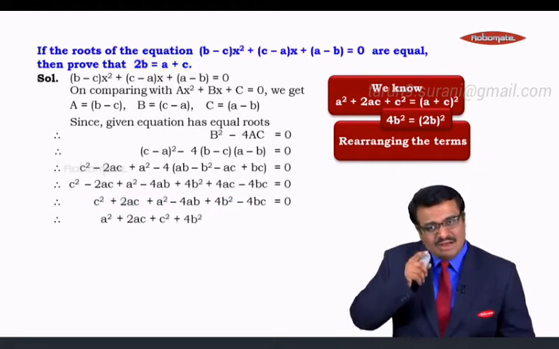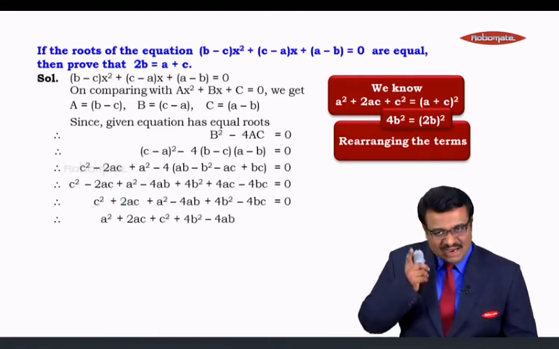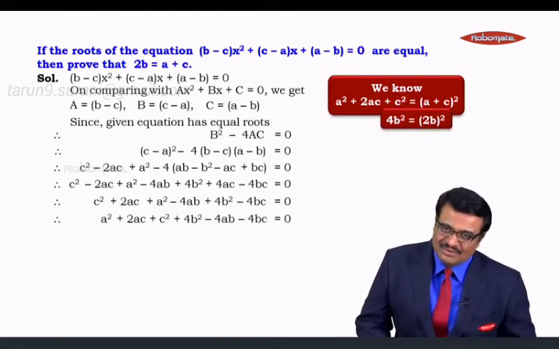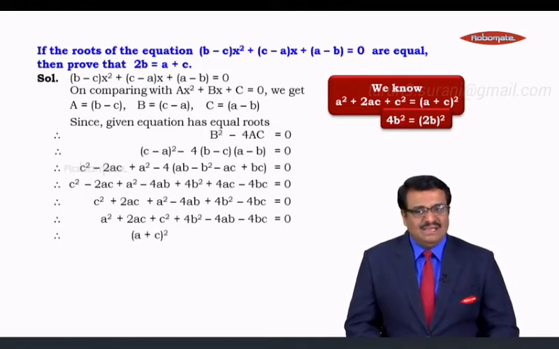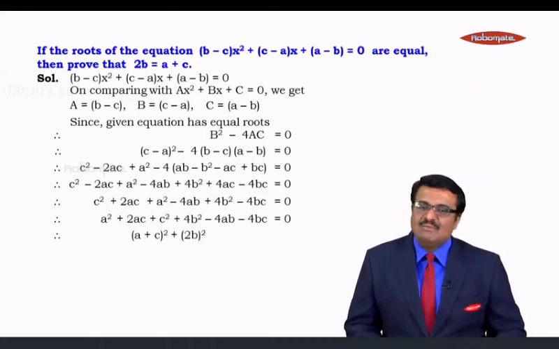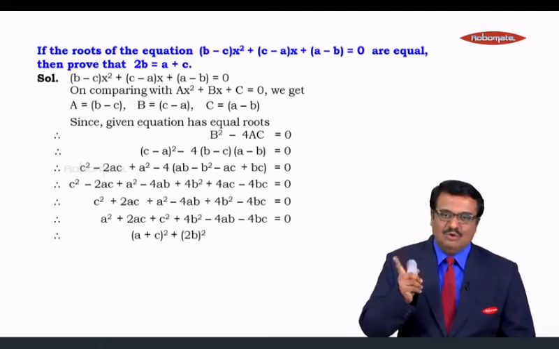So in the place of the next term, we will write 4b square and then the remaining terms, which is minus 4ab left and minus 4bc is equal to 0, right? Now, a square plus 2ac plus c square is nothing but a plus c the whole square, and 4b square is nothing but 2b the whole square. As we require 2b as well as a plus c, both of them we got.